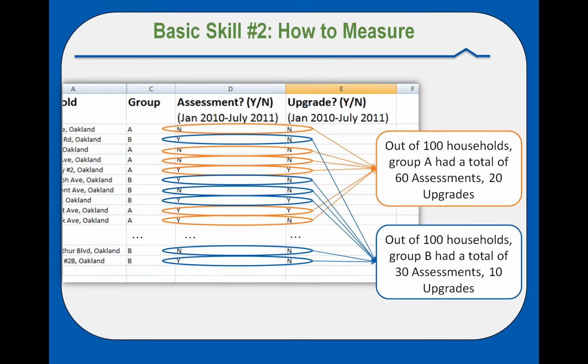Okay, so next, basic skill number 2 is how to measure the outcome. What you want to do is just write down for each household whether or not that household got an assessment and whether or not they got an upgrade. Then you can just total all of the numbers, and so you end up with something like in group A, out of 100 households, 60 got assessments and 20 got upgrades. And in group B, 30 got assessments and 10 got upgrades.